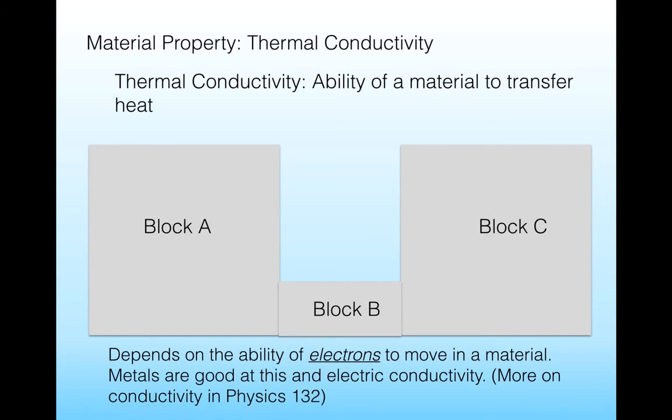And this is actually interesting because it does depend on the vibrational modes of the atoms, but it also depends on the ability of the electrons to move in the material, because the electrons can actually conduct the thermal energy away, as well as the vibration modes of the atoms as they're sitting in their lattice. And so metals are particularly good thermal conductors as well as electrical conductors. And you're going to learn more about electrical conductivity in Physics 132 next semester.